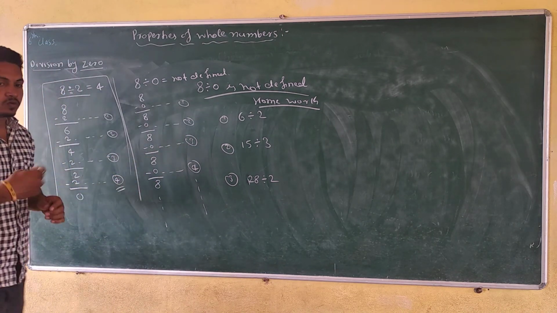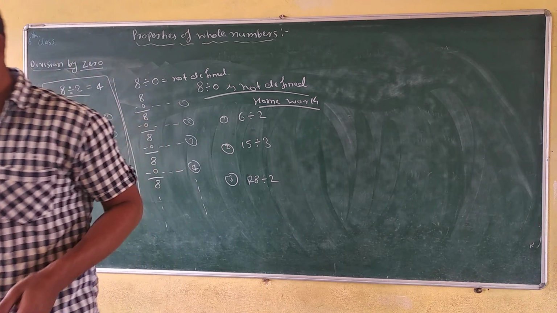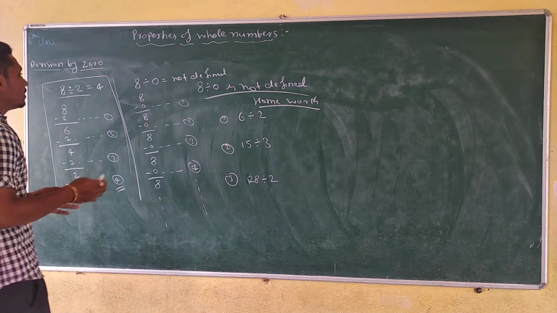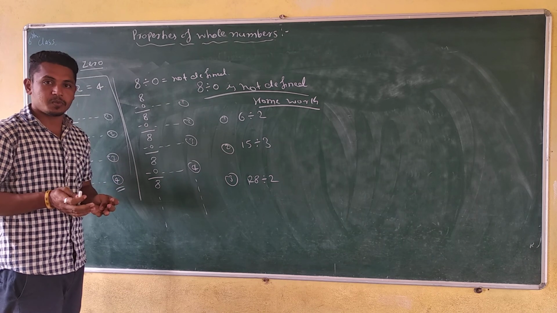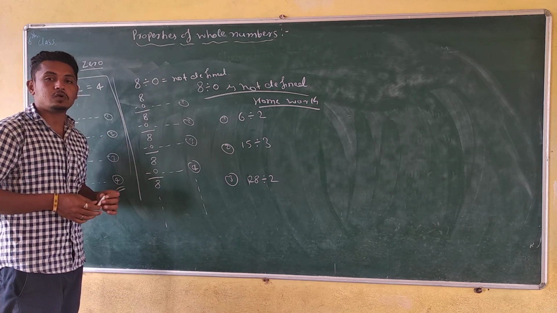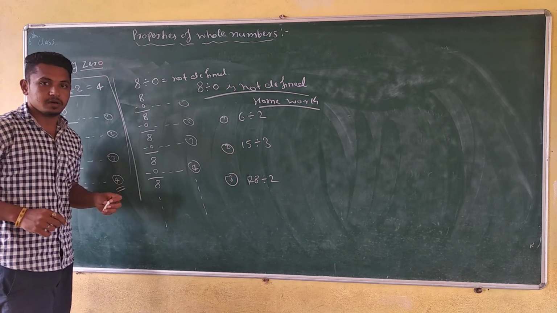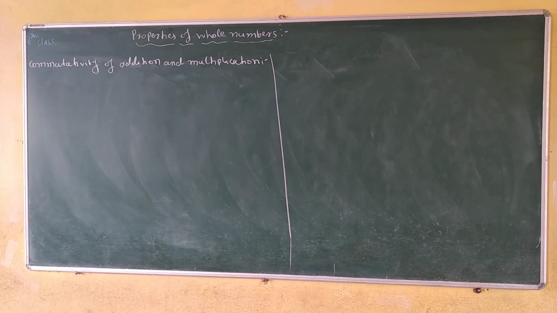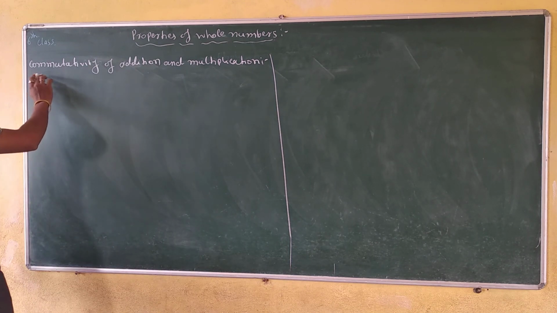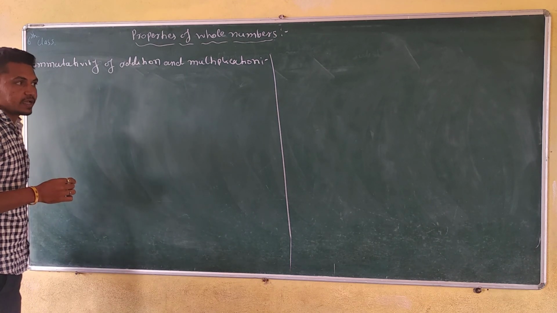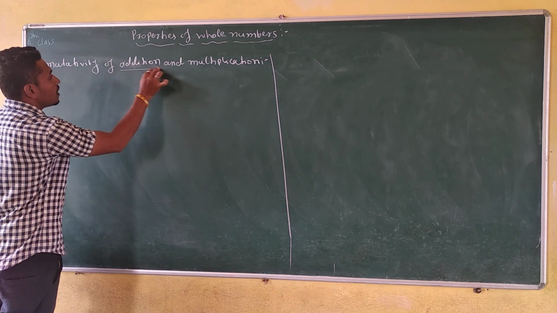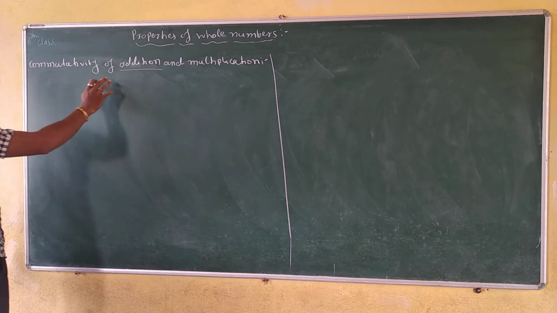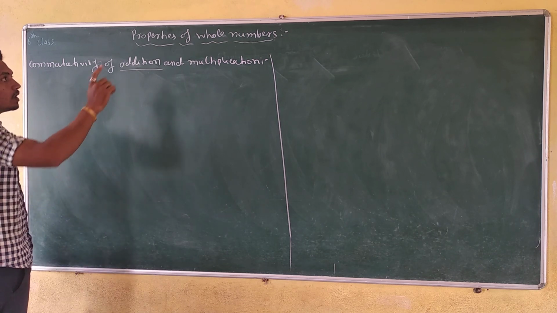Now let us move towards the next property. In the last class we already studied the closure property. Now we are going to study the commutative property of whole numbers. Please note down your homework. This is the next property, commutativity of addition and multiplication. First we have to discuss the commutativity of addition over whole numbers.